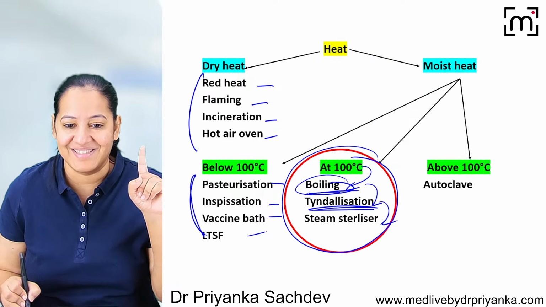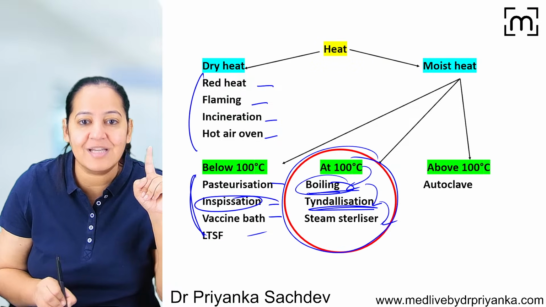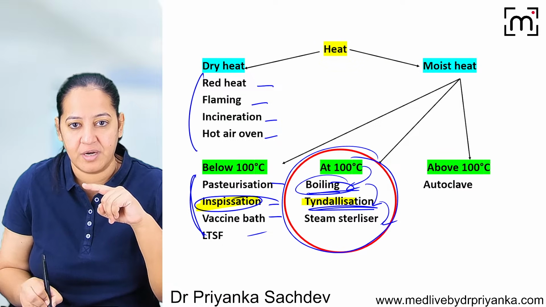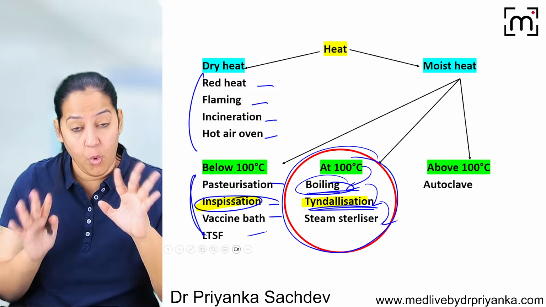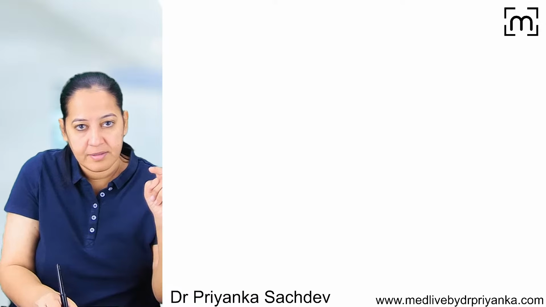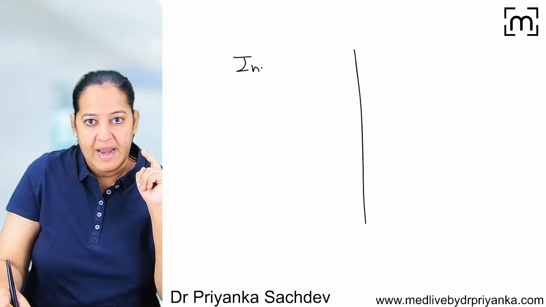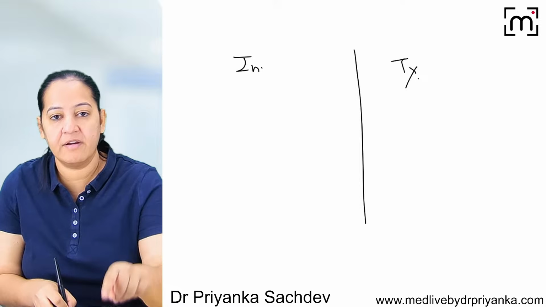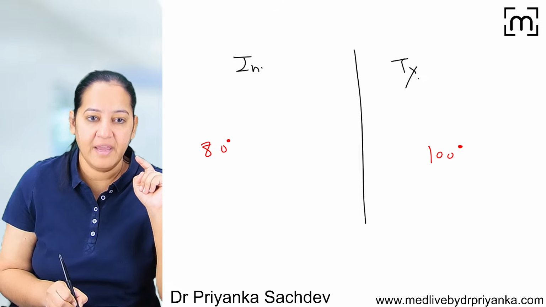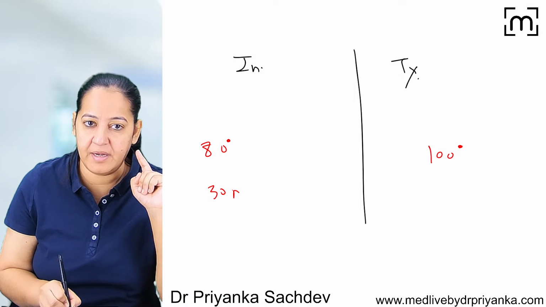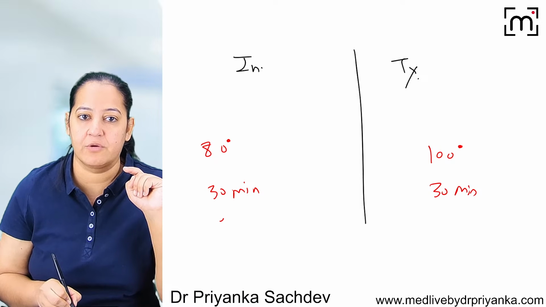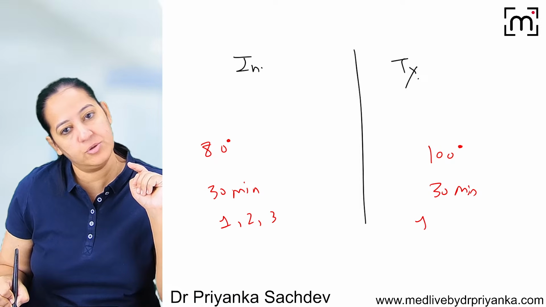The second is Tyndallization. Tyndallization is the same as Inspissation; both are equivalent. The only difference is that Inspissation is below 100 and Tyndallization is at 100. Here we heat at 80 degrees, here at 100 degrees. Here we heat for half an hour, 30 minutes, and here also for 20 to 30 minutes. Here also for three consecutive days, day 1, day 2, day 3, and here also three consecutive days.